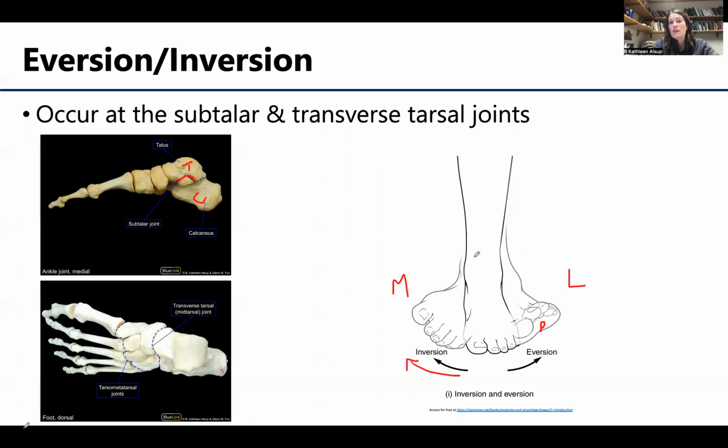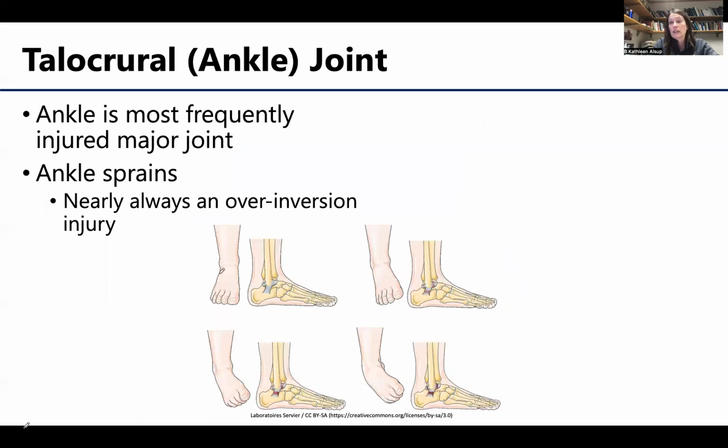So recall that those medial ligaments are really preventing over eversion, whereas the lateral ligaments are supposed to be preventing over inversion. But those lateral ligaments, recall, are not quite as strong. And so most ankle sprains are going to be due to an over inversion injury. That's by far the most common cause of an ankle sprain.